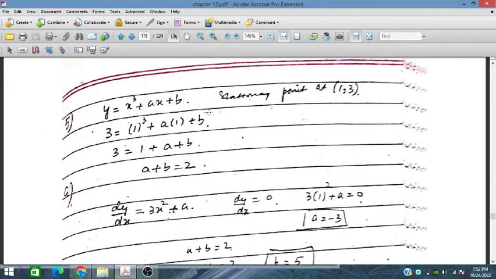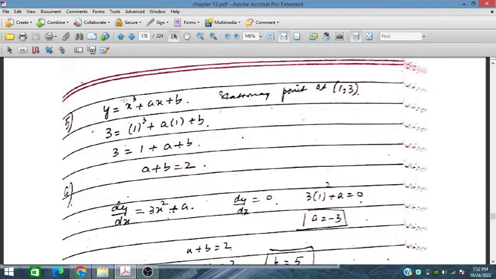So we have this stationary point. y is equal to x cubed plus ax plus b, and the stationary point is at (1, 3). So we will place these values here, 1 and 3, and we will have this equation: a plus b is equal to 2.